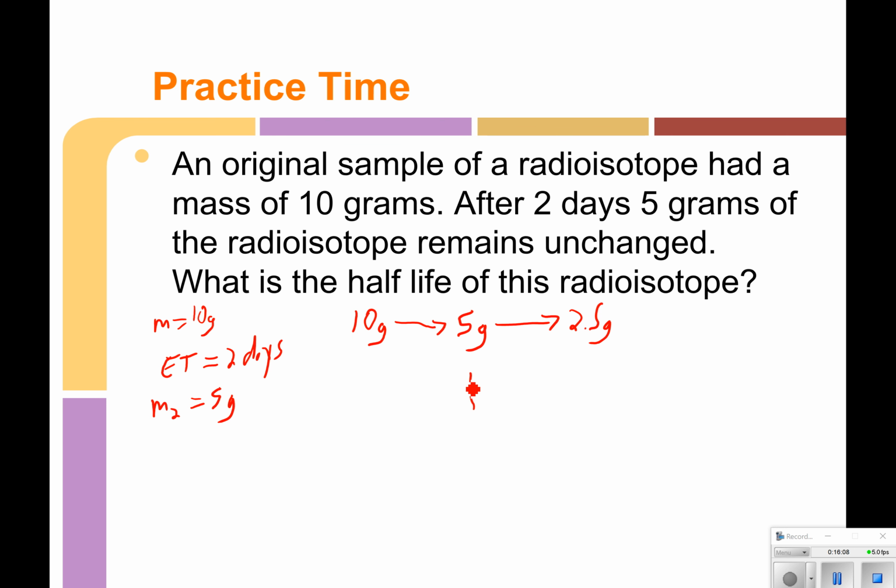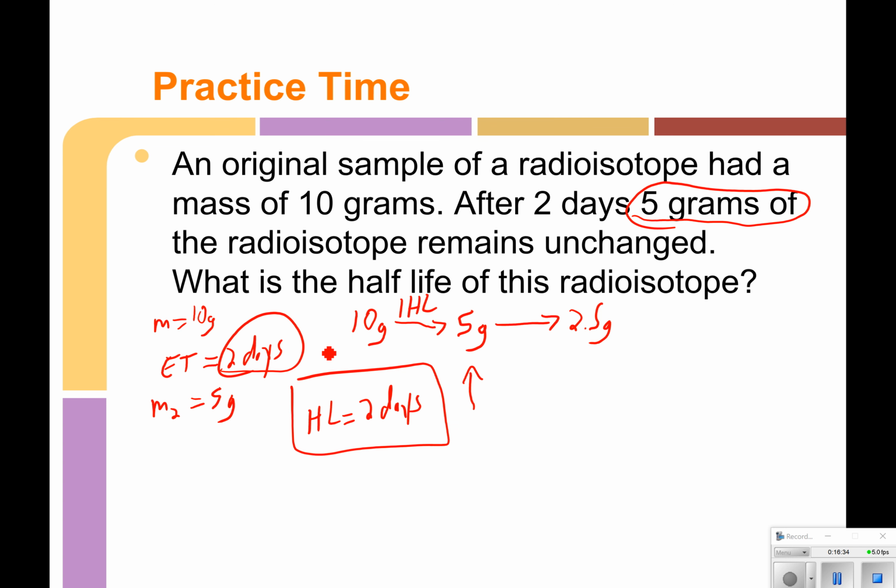Well, this is where we want to end. The question says after 2 days, there's 5 grams left that are unchanged. So to get from 10 grams to 5 grams, this has to undergo 1 half-life. And since we know that the elapsed time to get from 10 grams to 5 grams was 2 days, that's going to be our half-life. Half-life of 2 days. It would then take 4 days to undergo 2 half-lives and get down to 2.5 grams.